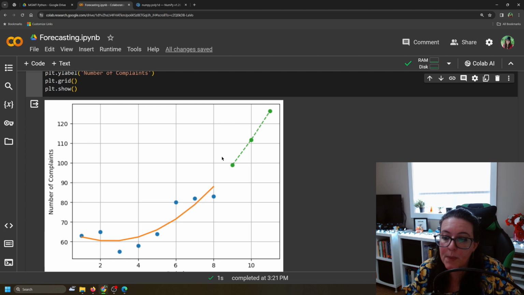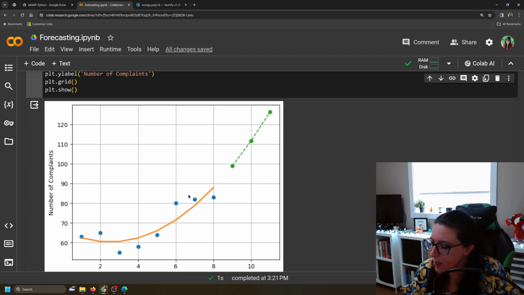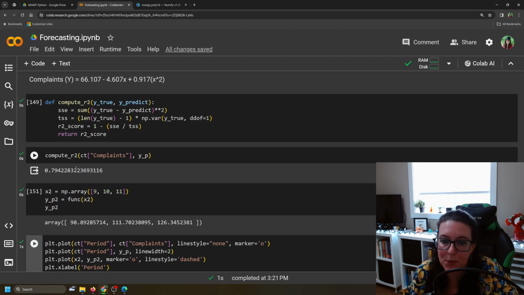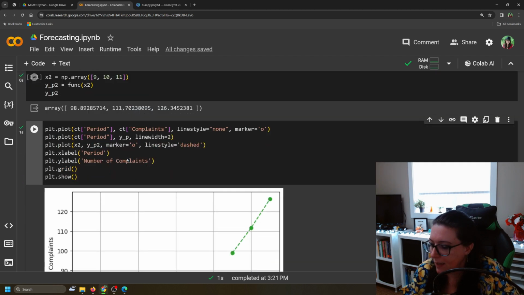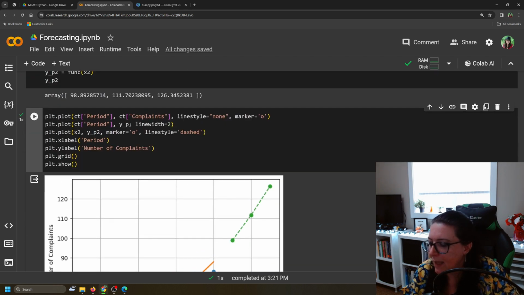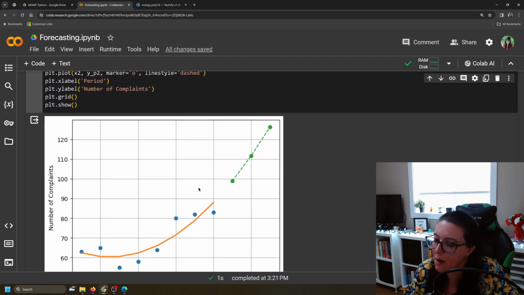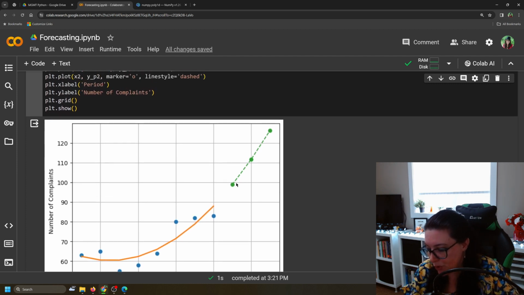Okay, so polynomials have wiggles to cover historical data, but the future data only goes one direction, either all up or all down. So in this case, it fit the historical data 79%, but it doesn't tell you how well it fits the future data. For the future, it's assuming 98.89, 111.7, 126.3. So it's assuming the number of complaints in the business goes up substantially in the future.